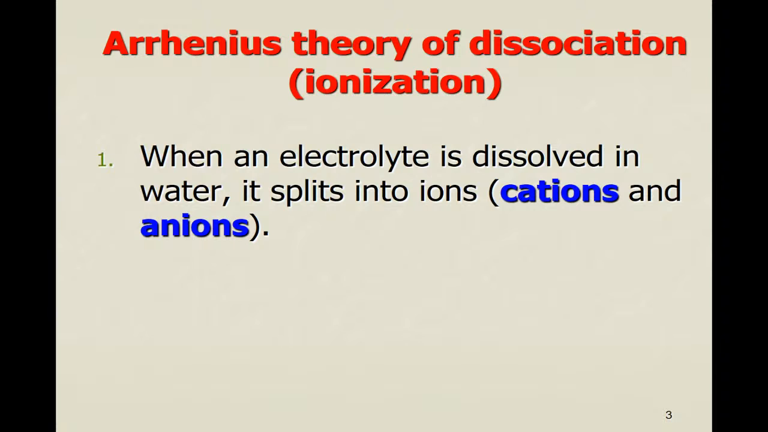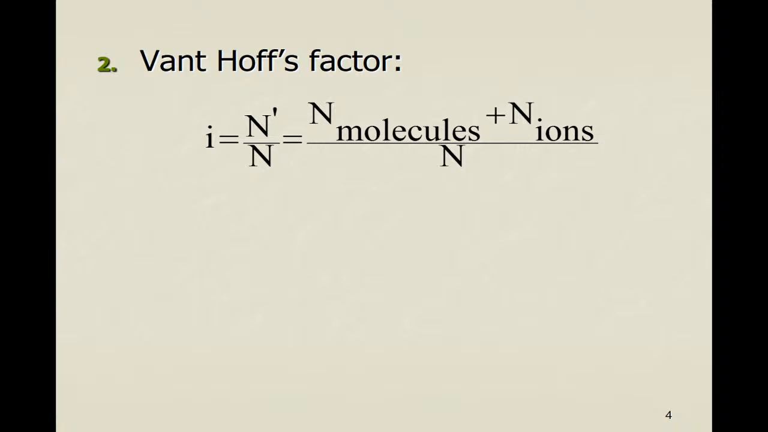The behavior of electrolyte solutions is described with the help of Arrhenius theory of dissociation or ionization. The difference I will explain a little bit later. The first point: when an electrolyte is dissolved in water, it splits into ions, positively and negatively charged. Positively charged ions are named cations and negatively charged ions are known as anions. So what happens when an electrolyte dissociates into ions? Some number of molecules can dissociate. In some cases, some number of molecules do not.